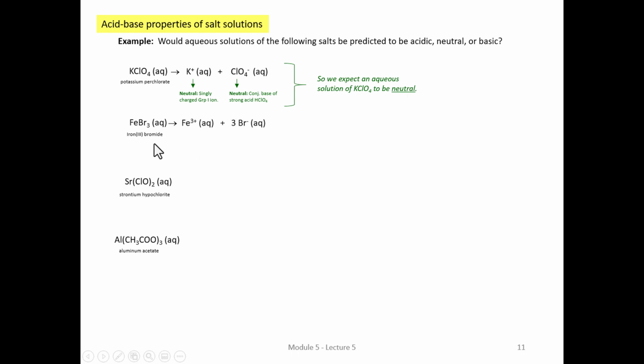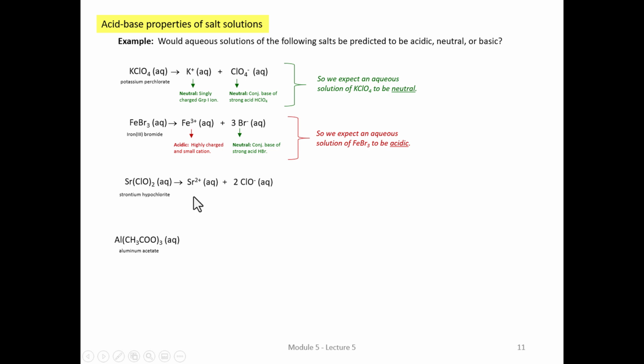How about iron 3 bromide? Well, iron 3 bromide would break up into iron 3 plus ion and bromide ion. Iron 3 plus ion, we just learned, is a highly charged and small cation and would be acidic in solution. Bromide is neutral because it's a conjugate base of the strong acid HBr, so we'd expect iron 3 bromide to be acidic when dissolved in water.